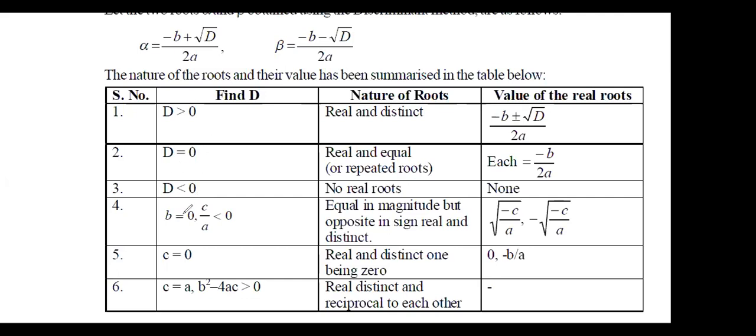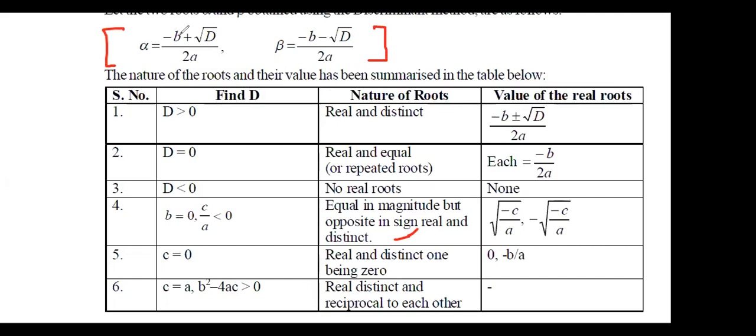So this is in terms of D. In terms of B, A, and C, we can again have this: if B is equal to 0 and C by A is less than 0, then again the roots are equal in magnitude but opposite in sign. This is about values of real roots, yes or no? Just put the value in this equation and you will get it. If you don't get it, try to understand. B is equal to 0.